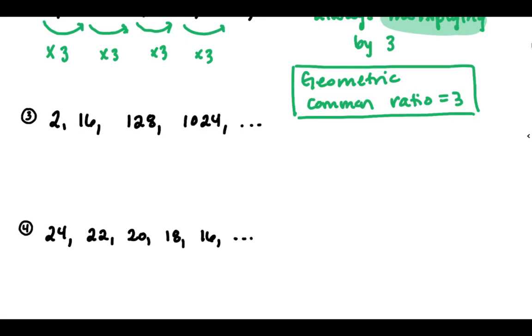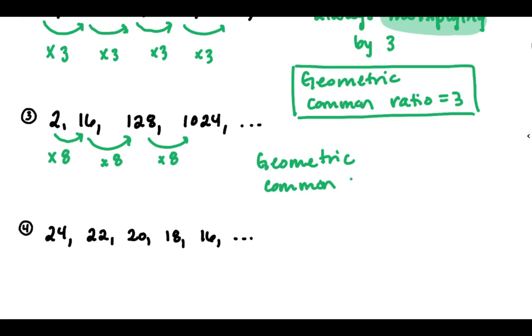Let's look at geometric. So 2 to 16, that's times 8. Okay, let's check. 16 times 8, you could whip out a calculator, test it out. 16 times 8 is 128, yay. And just to be safe, you could check 128 times 8 on your calculator and see that it is in fact 1024. So we got it. It's always times 8. So this is a geometric. Common ratio is 8.